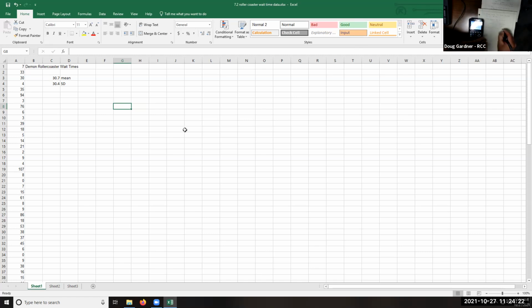So I got 0.87, which means hence the 87th percentile. So if I had waited 65 minutes, I would now be kind of bummed because it's like, man, I waited longer than 87% of people that have ever taken this ride. Man, I really got hosed.